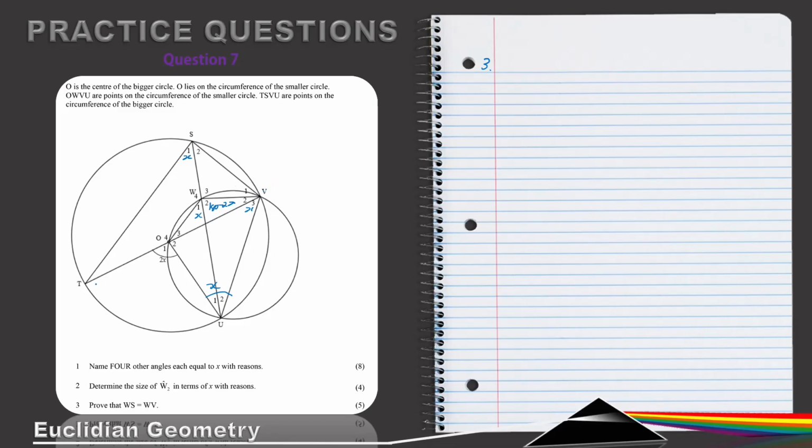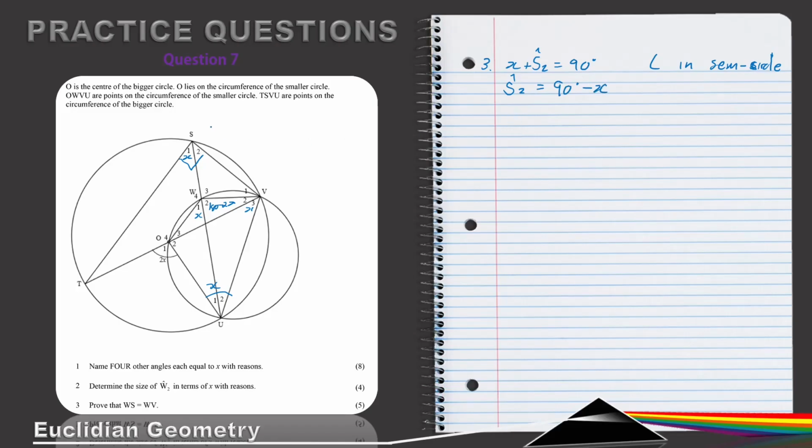Now let's try and find, okay, this is the diameter, right? And this angle over here is therefore a 90-degree angle because of angle in semicircle. Now we can find S2 in terms of x because we have that side of the angle. So I'm going to say that x plus S2 is equal to 90 degrees because they are angles in a semicircle.